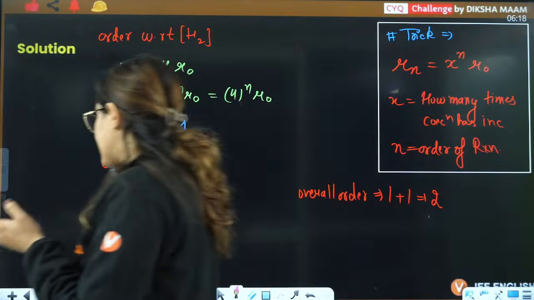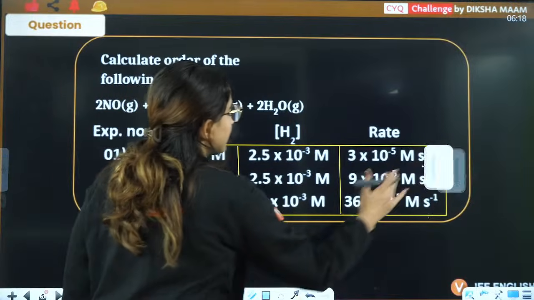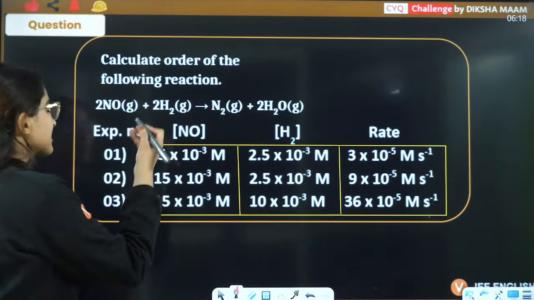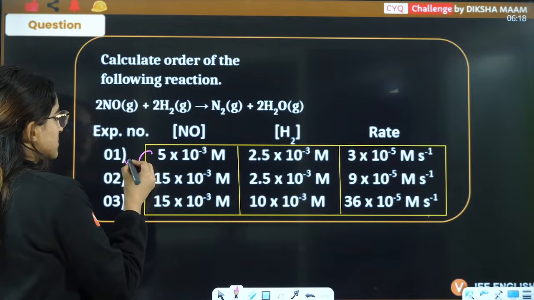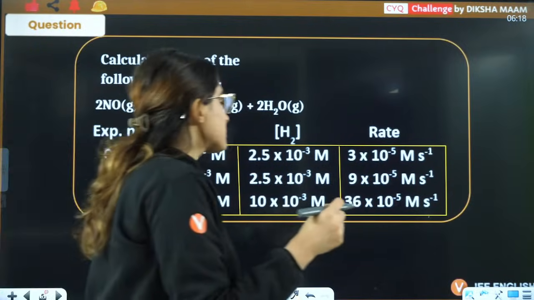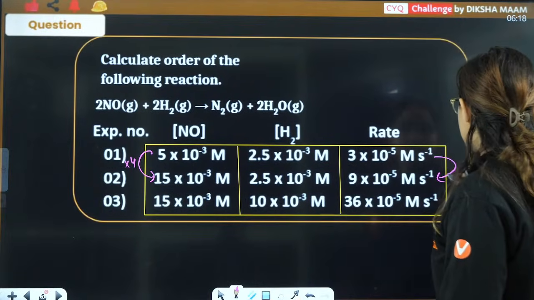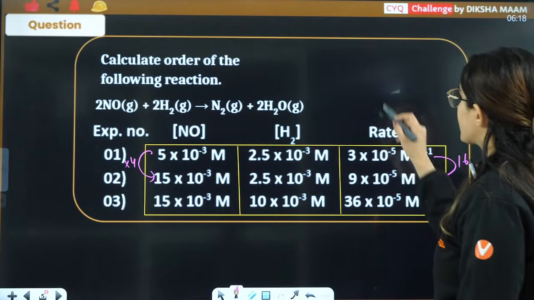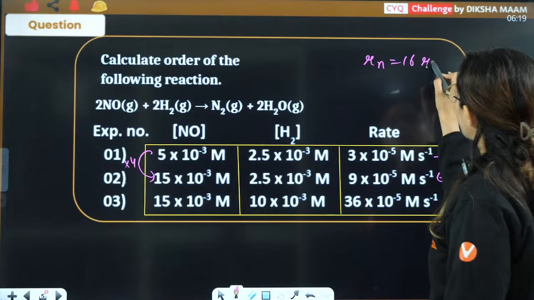Simple, right? Now based on this, they can say sometimes, for example, I'm just assuming one thing, this is increasing let's say 4 times, and this is increasing how many times? Let's say this is increasing 16 times. So what it will be? Rate new is equal to 16 of rate old.